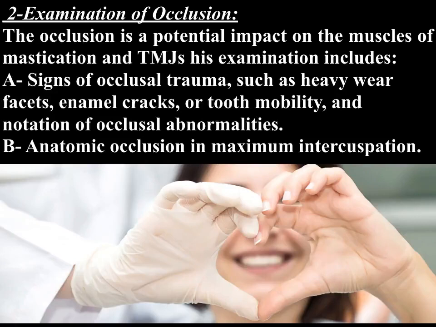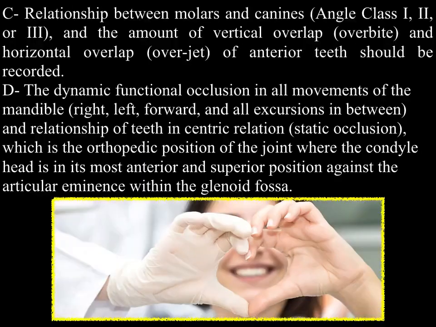All these signs indicate a problem in the occlusion, such as trauma from occlusion. This is due to a defect in the occlusion, enamel cracks, and tooth mobility due to periodontitis and heavy biting. B, anatomical occlusion is the maximum intercuspation. Heavy occlusion leads to maximum intercuspation between the upper and lower posterior teeth.